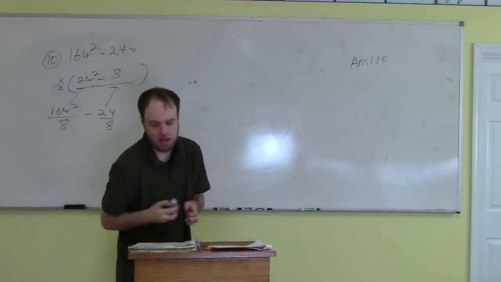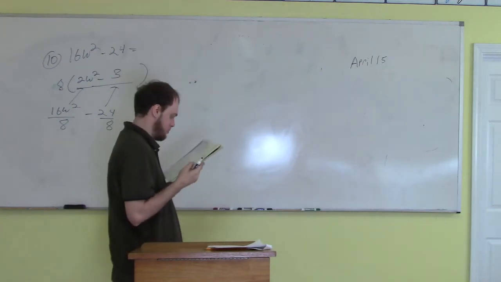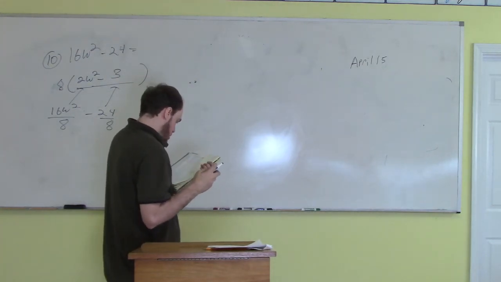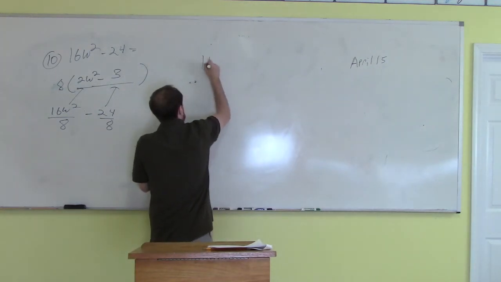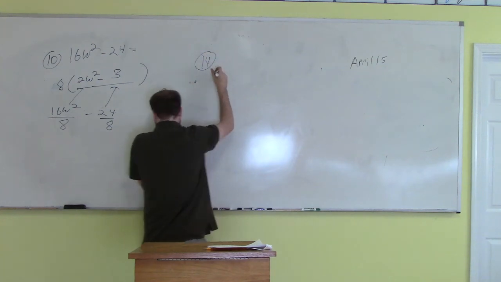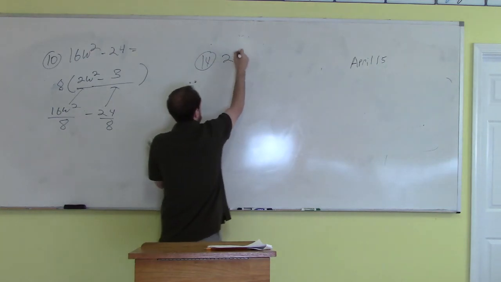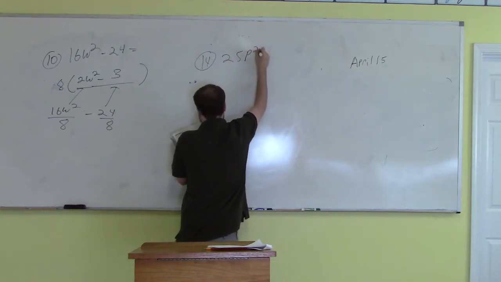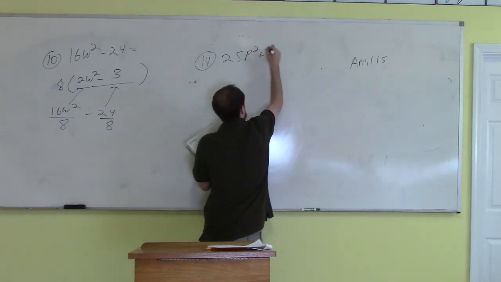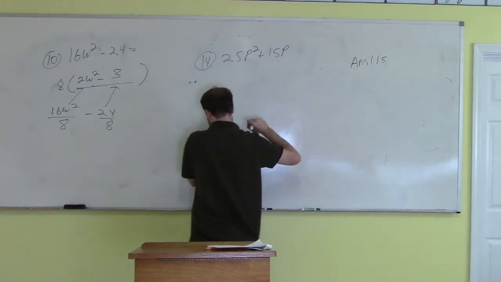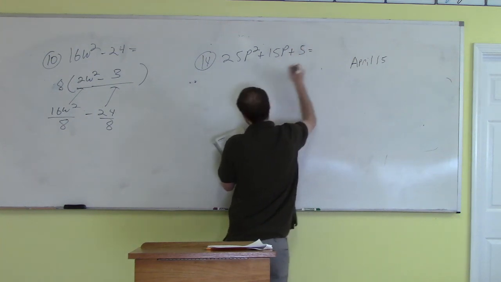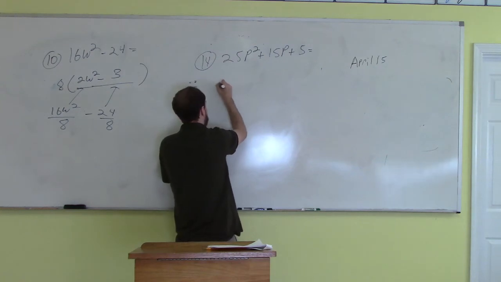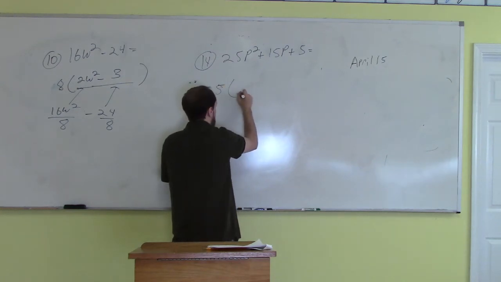All right, so look at, we'll do 14. So 14 says 25p squared plus 15p plus 5. And then they did the factoring and said it's 5 times we don't know.